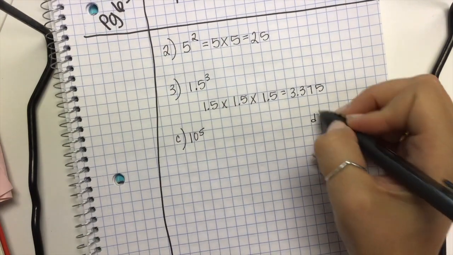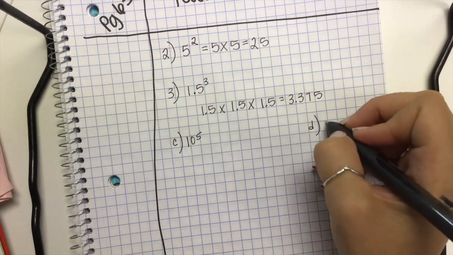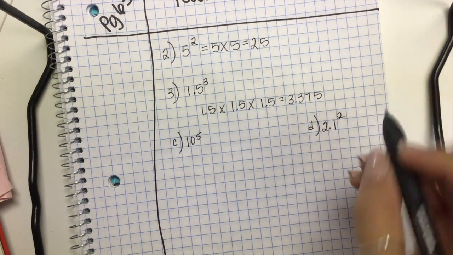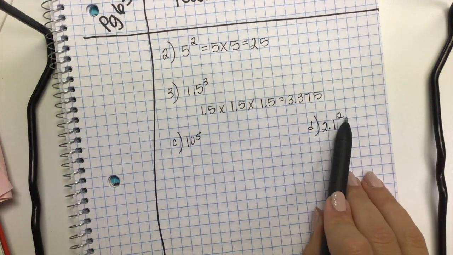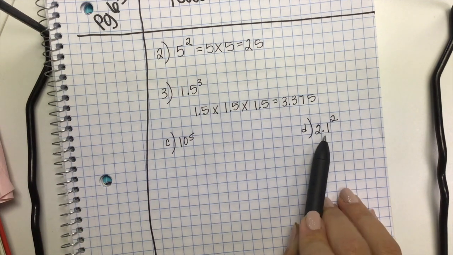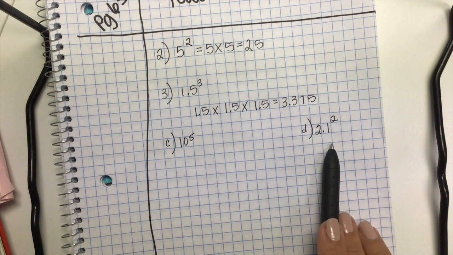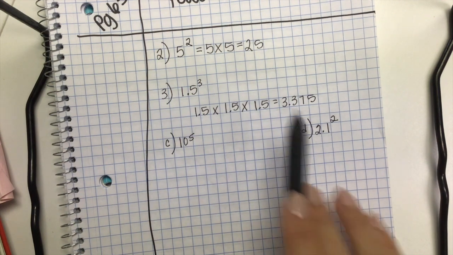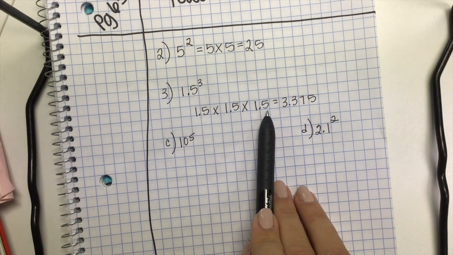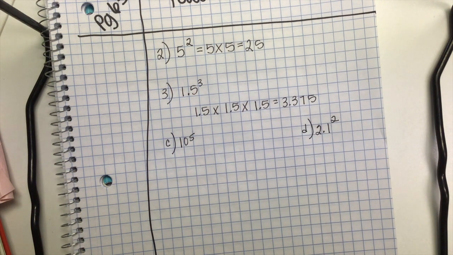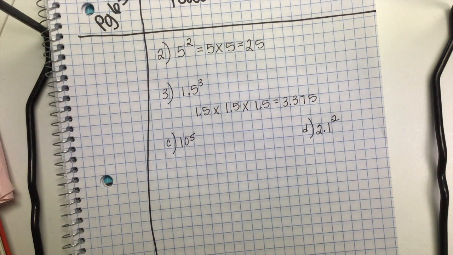And then D is 2 and 1/10 squared. So this is your base, this is your exponent. So this is what you're using. This tells you how many times to use it. So I want you to come to class with that answer and this answer. You need to write it out as a product of the same factor, just like we did here, and then solve it as well. Okay, that's pretty much all we're doing, and then you're going to come to class and we're going to practice some more.